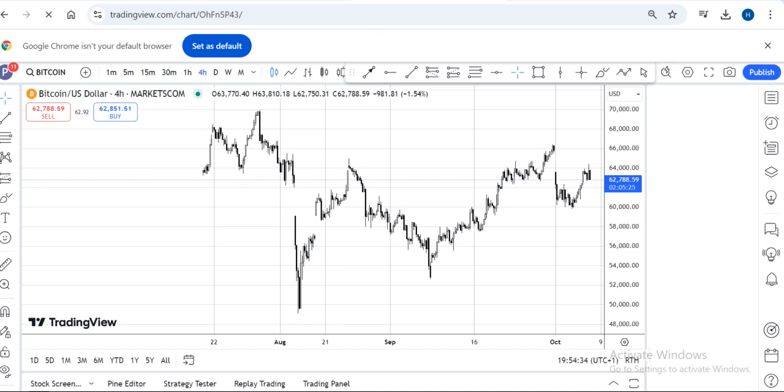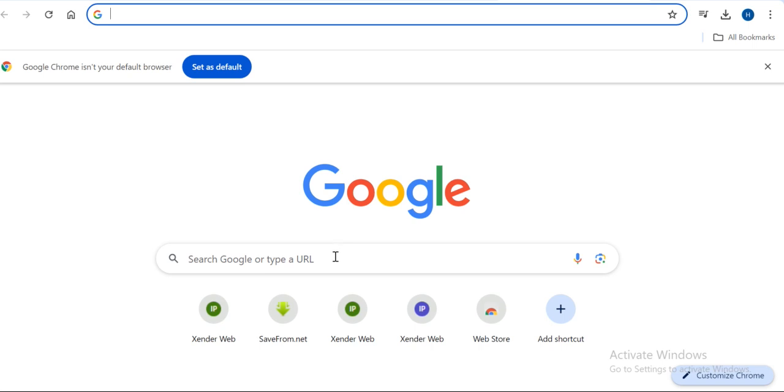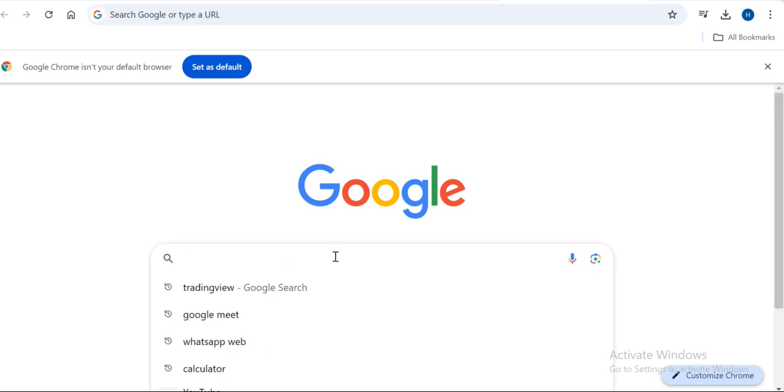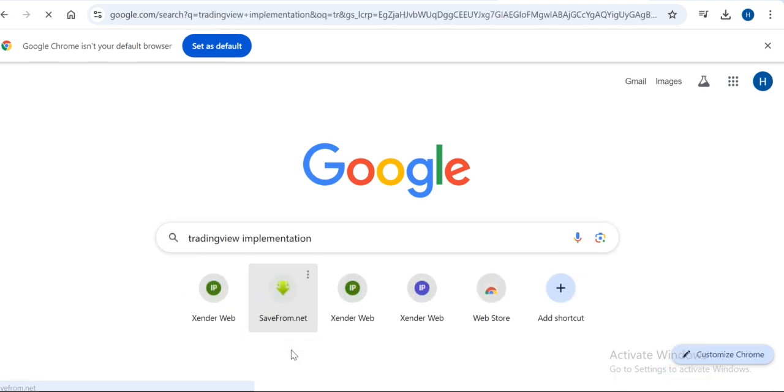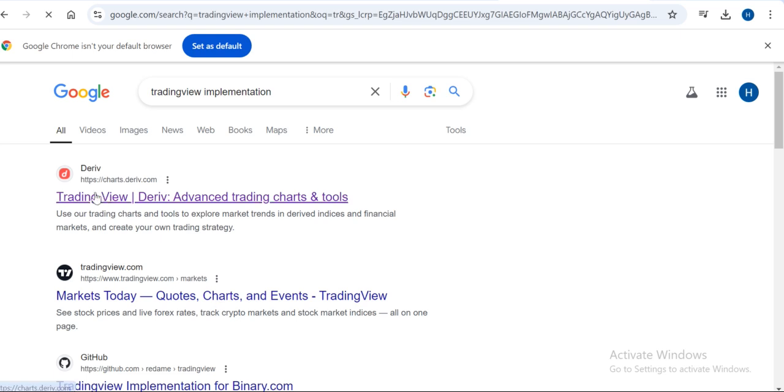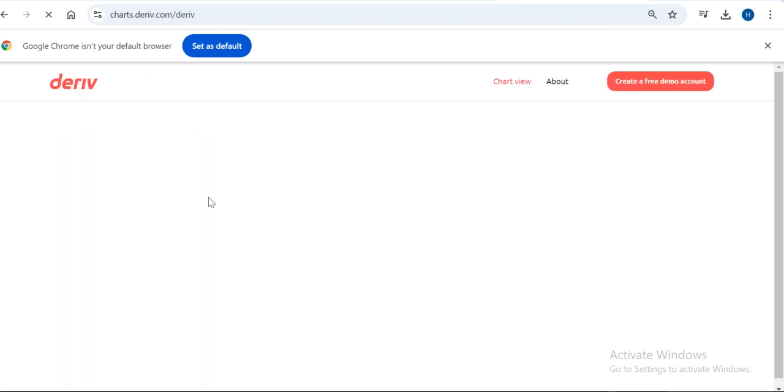Yeah, so while that is running, another website we make use of in analyzing the market is what we call TradingView implementation. That is the next one we use. We click on the derived advanced trading chart tool. So when we click on it, you see how it opens.